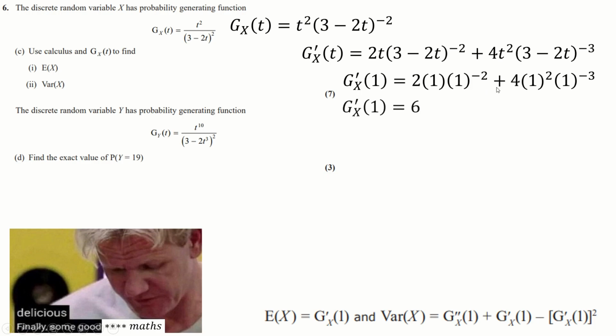It just ends up being 2 plus 4, which is 6. And then the variance, we need the double derivative apparently. So let's derive this again, derive g dashed. So let's do some more product rules to derive that, and it just goes away, and you end up with 2 lots of the rest of it.